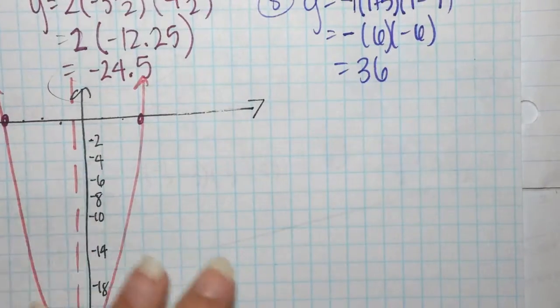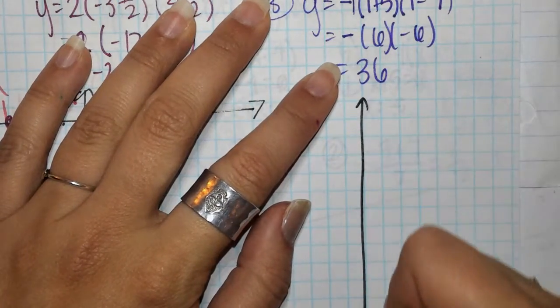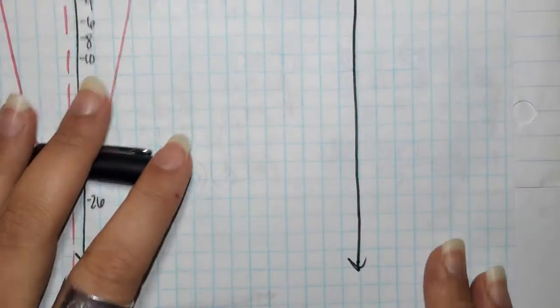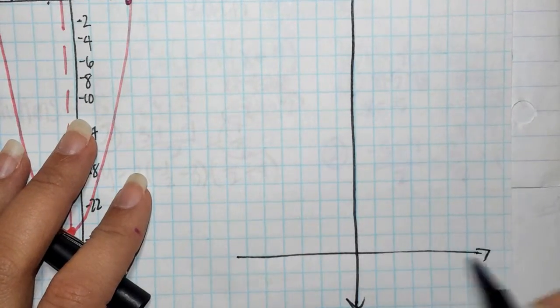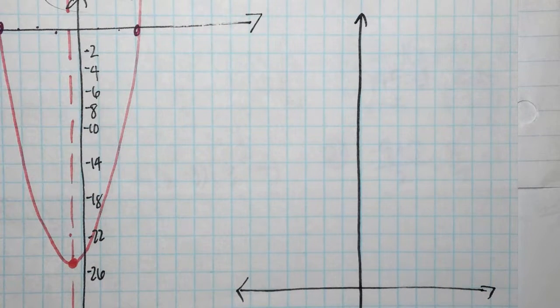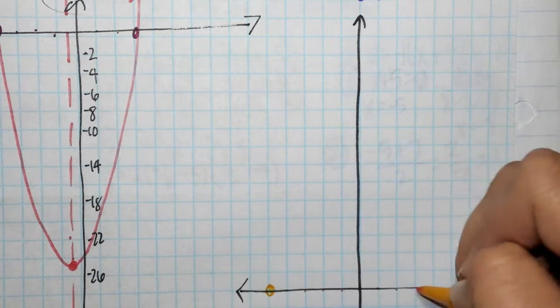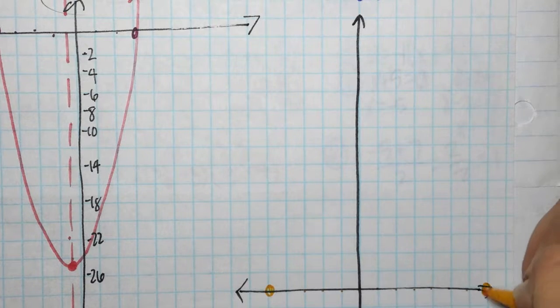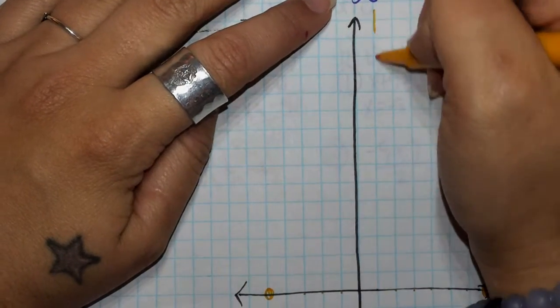So then, oh my graph. Alright, what are my zeros? Negative 5 and 7. 1, 2, 3, 4, 5. 1, 2, 3, 4, 5, 6, 7. And what is my axis of symmetry? 1.